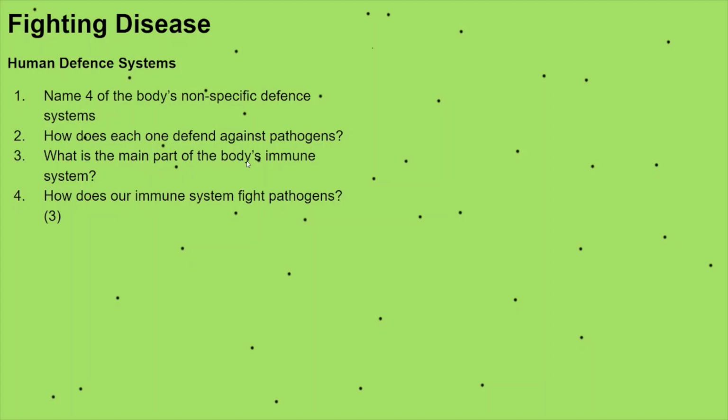The main part of the body's immune system is the white blood cells. Essentially, they do everything to stop pathogens, attack pathogens, destroy pathogens. The first way they fight pathogens is by consuming them. So if they come across a pathogen in the body, they will engulf it and digest it, and this process is called phagocytosis. A nice complex name for you to learn there.